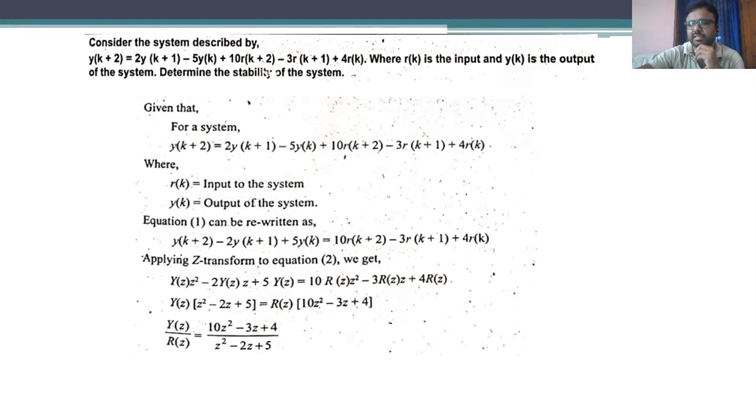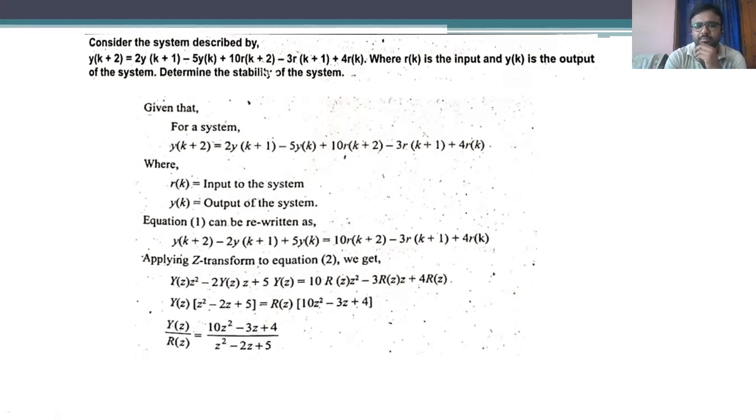So from this difference equation, how are we going to determine the characteristic equation? That is nothing but simply the denominator value, which is taken as the characteristic equation. So in this transfer function, the denominator value is nothing but the characteristic equation.